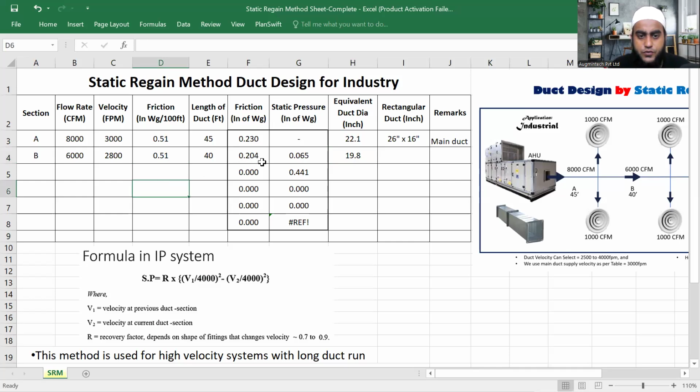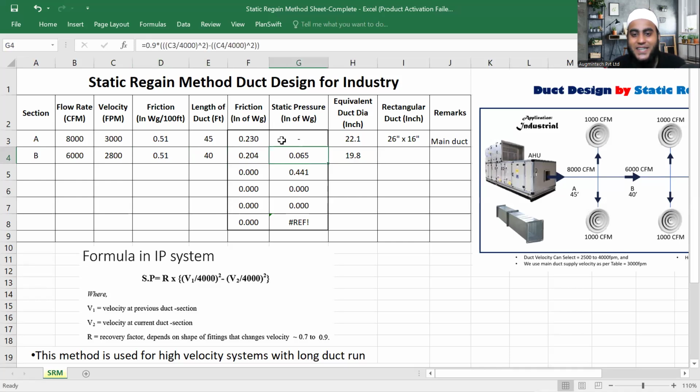Because this friction loss we have got is in 100 feet of duct length. For 100 feet of duct length, friction loss value is 0.51. Our total duct length for section B is 40 feet. So for 40 feet of duct length, how much friction loss? Same formula is there, 0.204 something you will get.